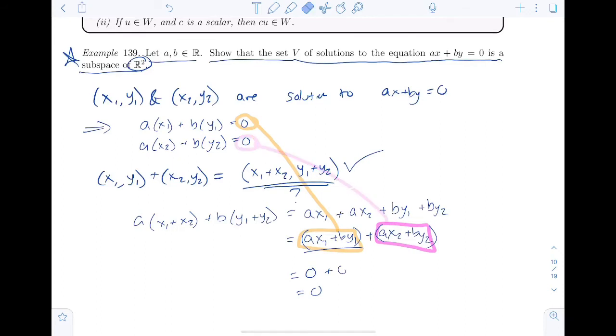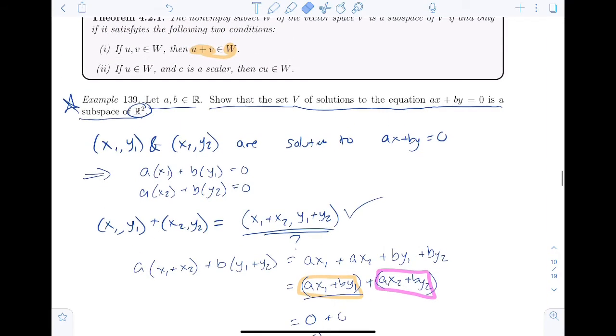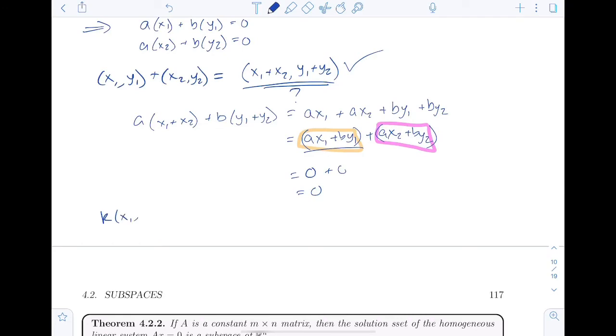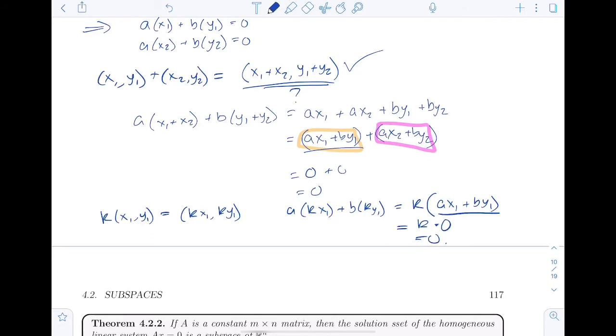I can't leave those there, cluttering up my problem, but there we go. So I know that property number 1 works, and now all I need is property number 2, and I've left myself almost no space, although I don't need much here. I need to show that k times x1, y1 is a solution. So that's going to be kx1, ky1. This should be fairly simple. So a times kx1 plus b times ky1. I can factor the k out, and I get k times ax1 plus by1. Well, I just talked about that. It's k times 0, which is 0. Good, I fit on the page.